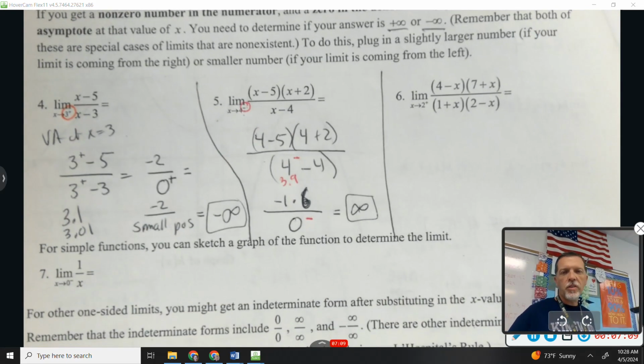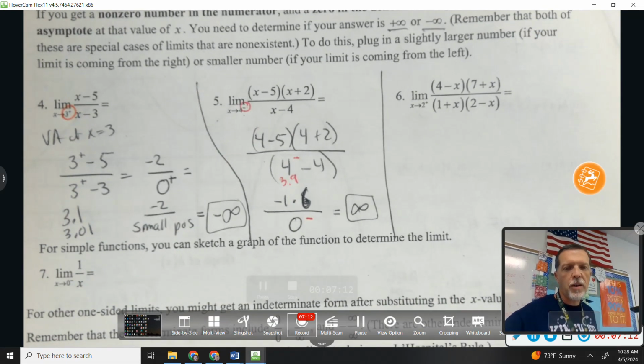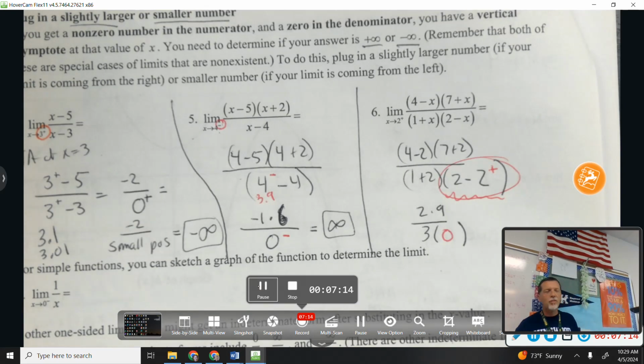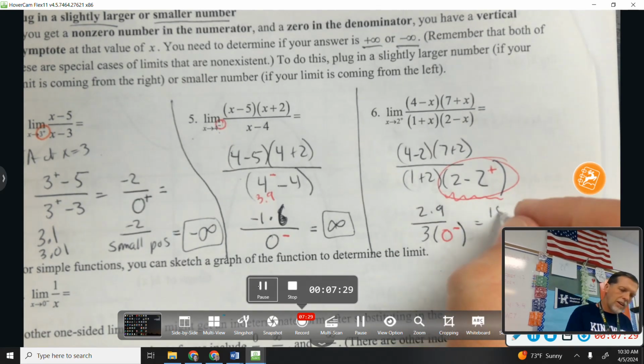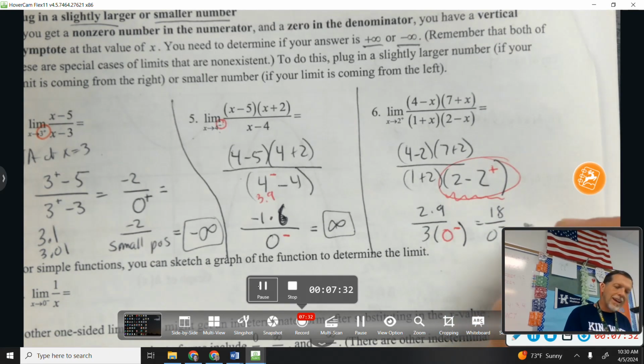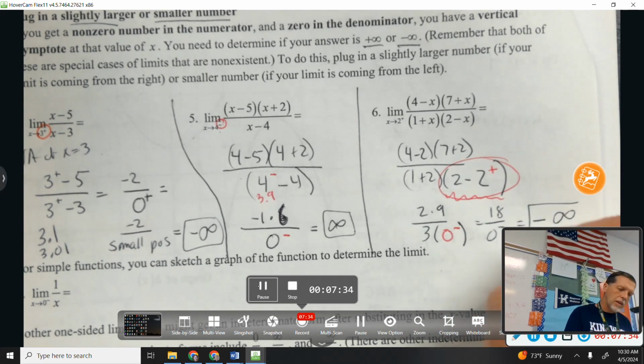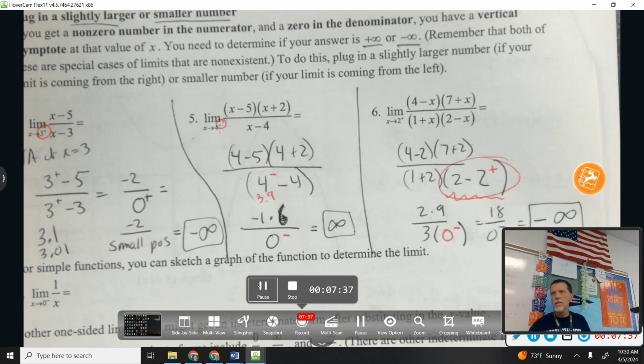All right, 6 works the same way, so you try 6. We'll see if we get the same thing. It's super easy till you get down to 2 minus a little more than 2. So 2 minus 2 is 0, but 2 minus a little more than 2 is a little less than 0. So 18 divided by a little less than 0 would be negative infinity. So a little bit weird, this idea of plugging in 4 plus or 3 minus, but it's not hard to do.